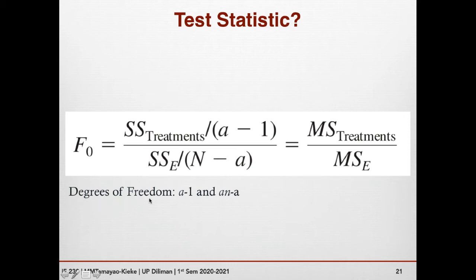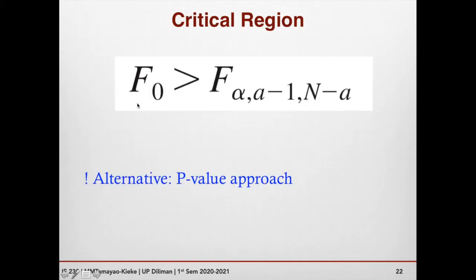And we're looking at degrees of freedom a-1 and an-a for our test statistic. Okay, now that we know the test statistic, let's look at the critical region. So this is the critical region. It's basically the area where your F0, your test statistic, is greater than this parameter, which is F of alpha with degrees of freedom a-1 and capital N-1. Okay. Of course, alternatively, you can use the p-value approach.